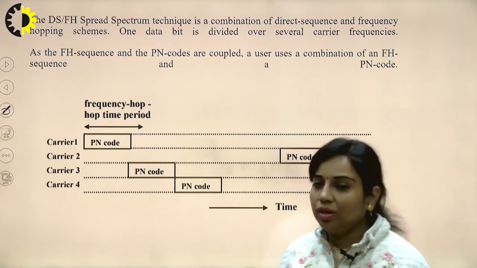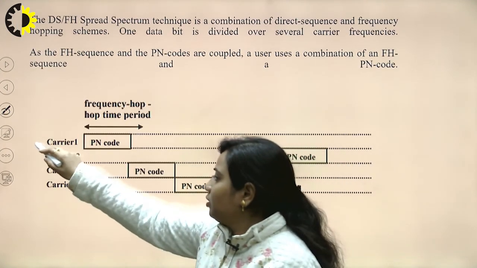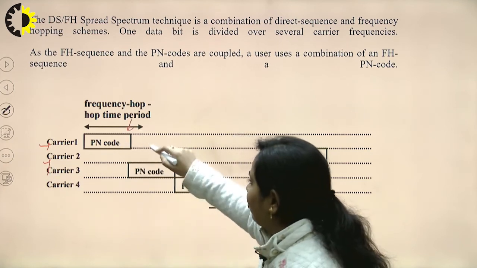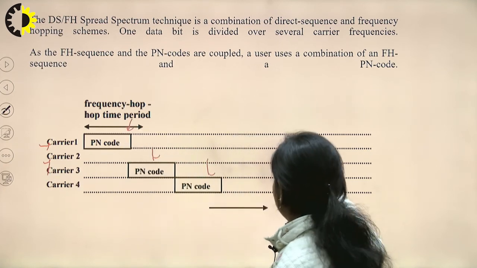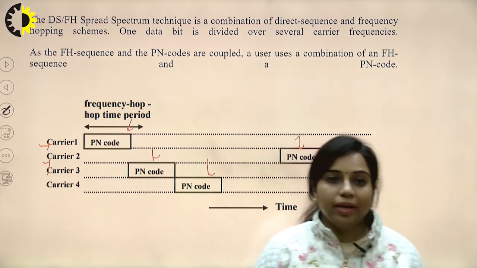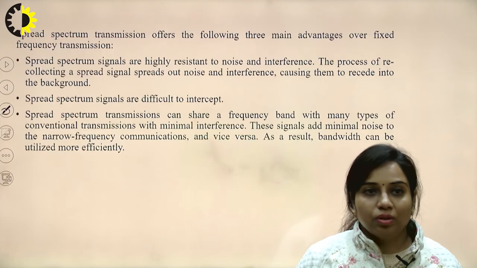So this is how the data will be generated. This is carrier 1, carrier 2, and there are 4 carriers. This is the PN code for the 1st, PN code for the 2nd, PN code for the 3rd, PN code for the 4th. So this is how the code will be generated. It is going to hop in frequency and time both.